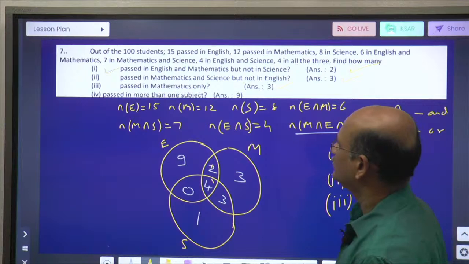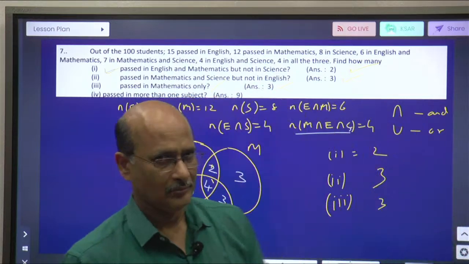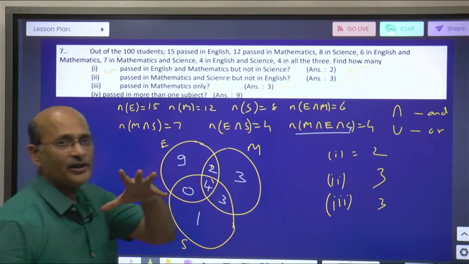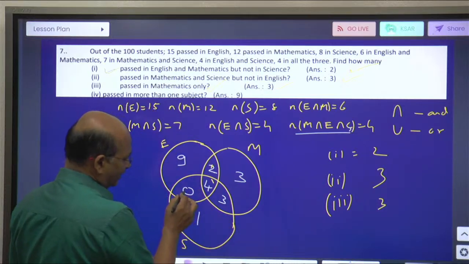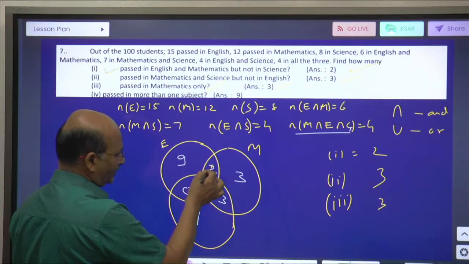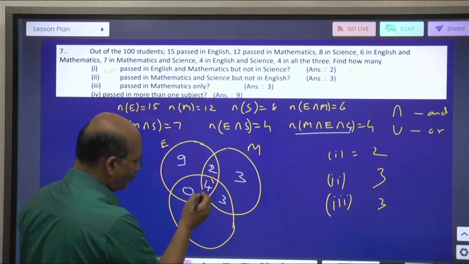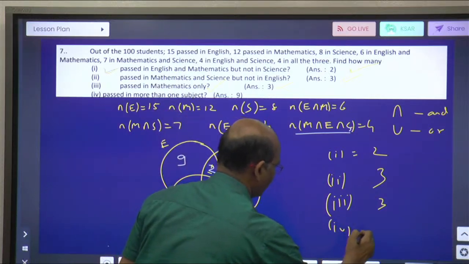And last one. Passed in more than one subject. Think properly. Passed in more than one subject means the common region. Right or not? This is passed in all 3 subjects, this is passed in these 2 subjects. So more than one subject means all the common: 4 plus 3 plus 2. How much is this? 9.